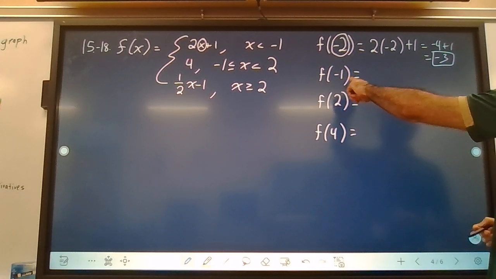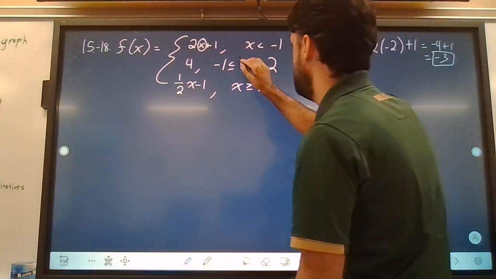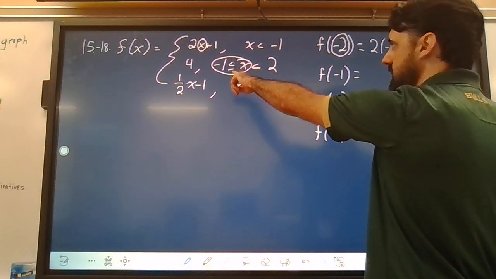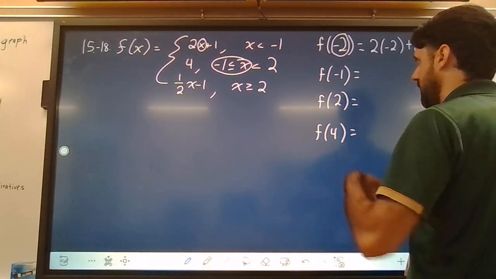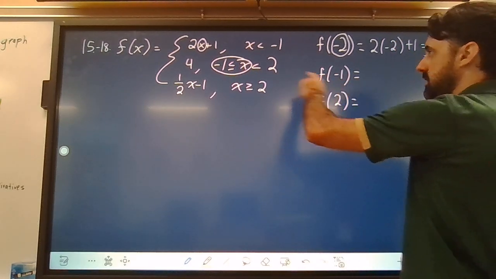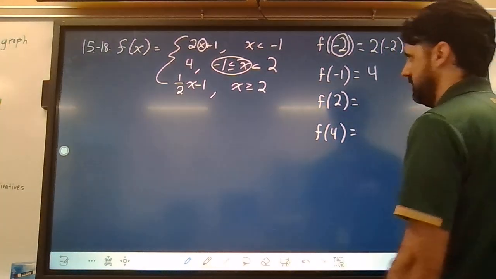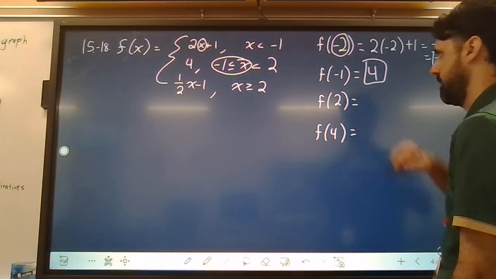Now, when x is -1, well, that is right here, right? Because this says x is greater than or equal to -1. And so typically we would plug in -1 for x, but there's no x, so that 4 is just our answer. That's it, just 4.